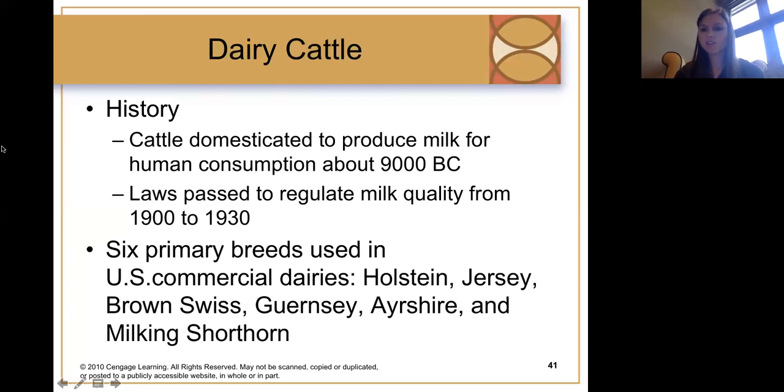So we're gonna now transition into dairy cattle. Before I do that, does anyone have any questions on beef cattle or the breeds that we talked about? Anything? Why do you put a ring on the bull's nose?